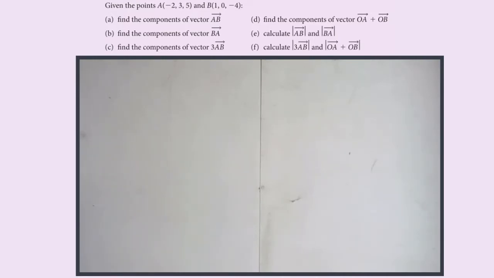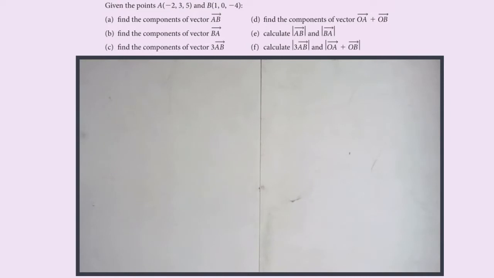B, find the components of BA. C, find 3AB as a vector. D, find OA plus OB as a vector. E, we need to calculate the modulus of AB, the modulus of BA. And F, calculate the modulus of 3AB and the modulus of OA plus OB.